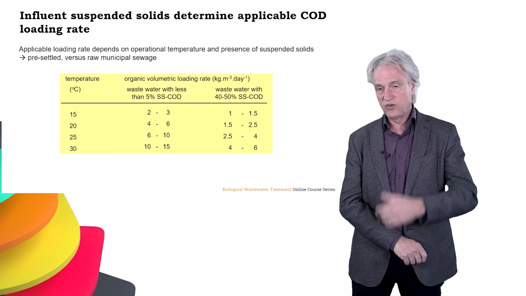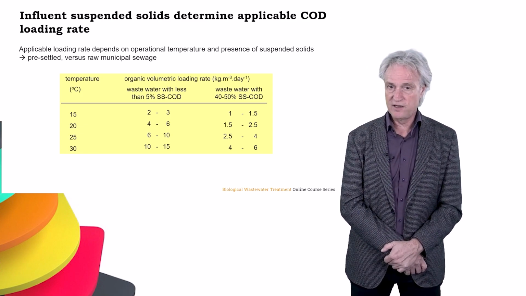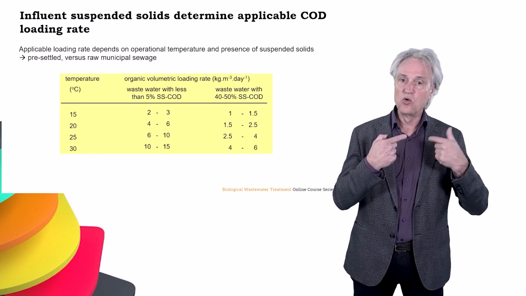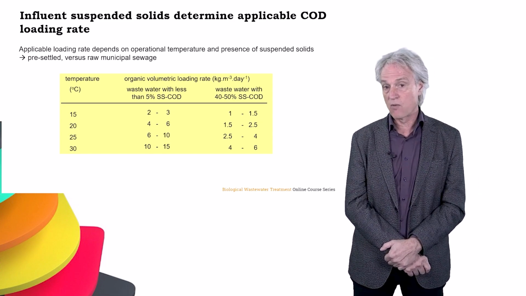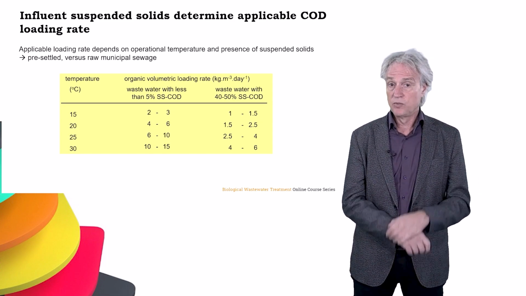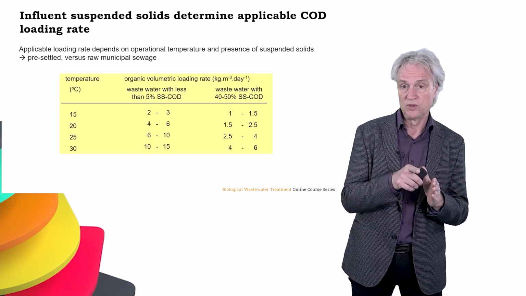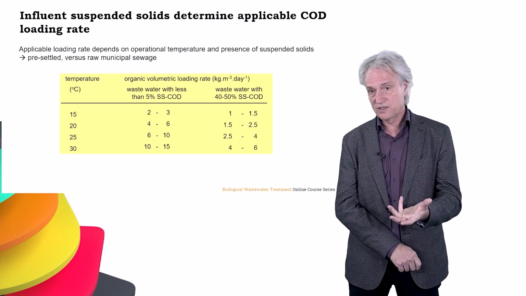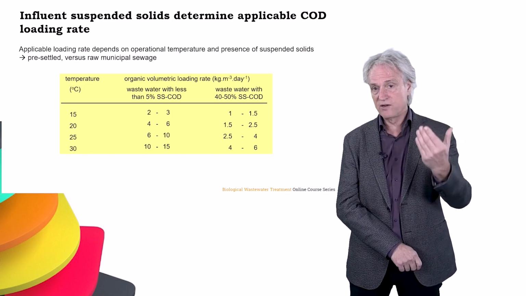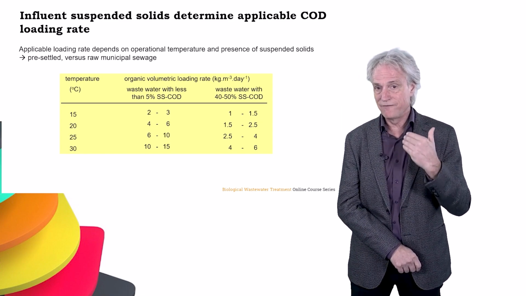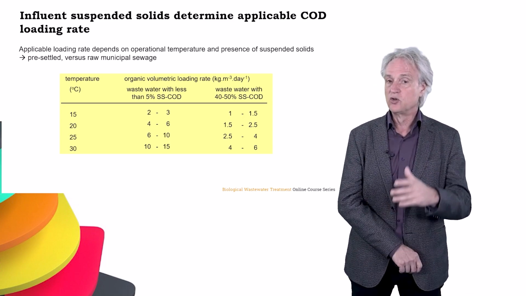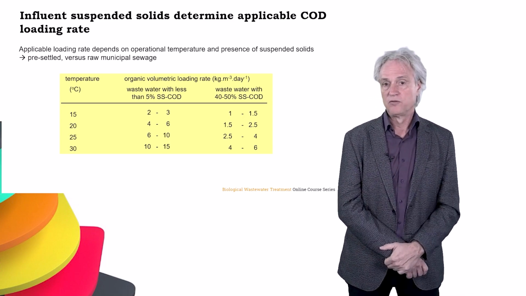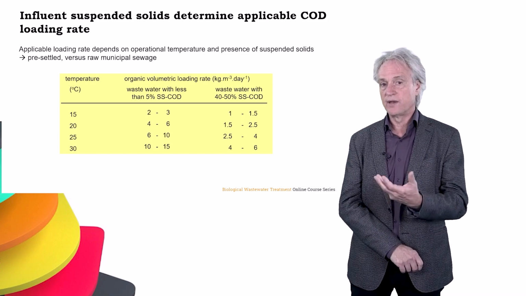You do immediately see the impact of temperature. The higher the temperature, the higher the loading capacity of our anaerobic system. But there's also a difference between column 2 and column 3. So the more suspended solids, the higher the fraction of the COD that is in the form of suspended solids, the lower the applicable volumetric organic loading rate to our anaerobic system.